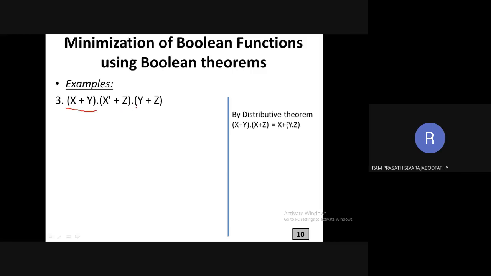(x + y), (y + z). What term do I have in both? I am having y. So now, y dot what can we write? y·(x + z) is what we can write. Have you solved?